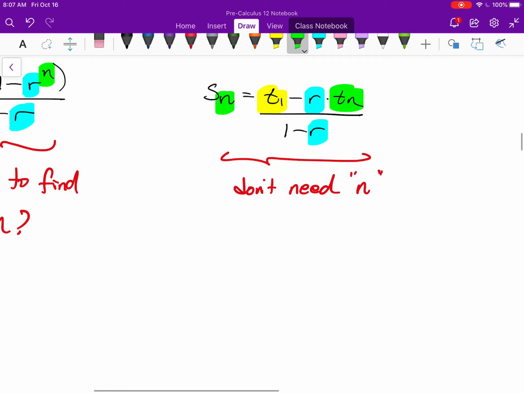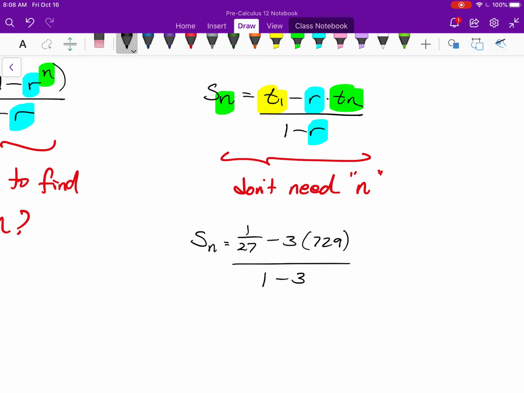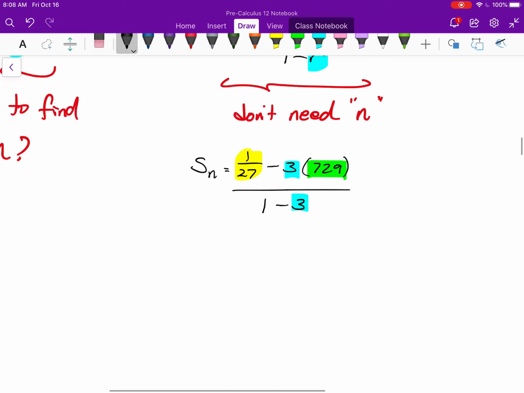And so in this case, the sum of the first n terms, I don't even know how many it is, but it doesn't matter. The first term is 1/27, minus 3 times the last term, 729, all divided by 1 minus 3. And again, many ways you can use a calculator for this. Just be careful. But then it's just a matter of typing stuff into a calculator. And so this comes to about 1093.5.